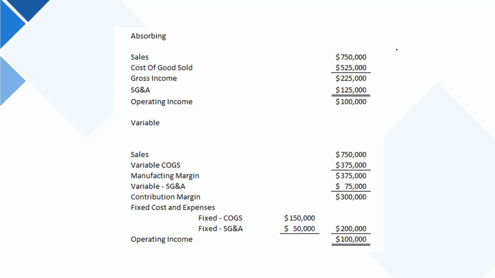What we were doing is separating two types of reporting. One was the variable type of reporting, which is this one here, and the other one was the absorbing reporting, which is the one at the top. And what we saw was that when you are doing the absorbing costing, you do not separate the cost of goods sold. You have fixed plus variable cost here, and also in sales and administrative, you have fixed plus variable expenses. Remember that?